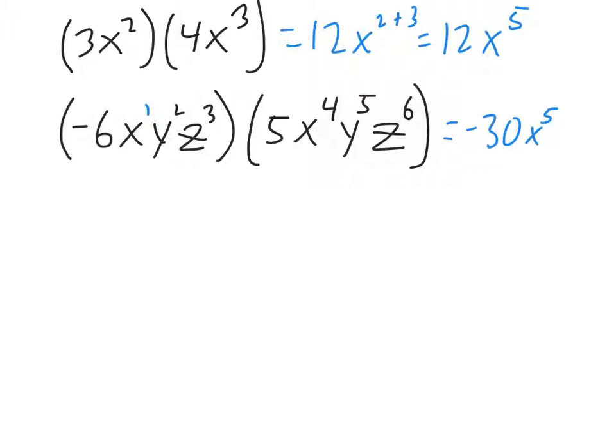Then we have y squared times y to the 5th. So 2 plus 5 is 7. So y to the 7th. And then z cubed times z to the 6th. 3 plus 6 is 9. So z to the 9th.